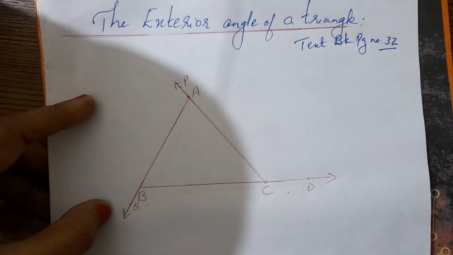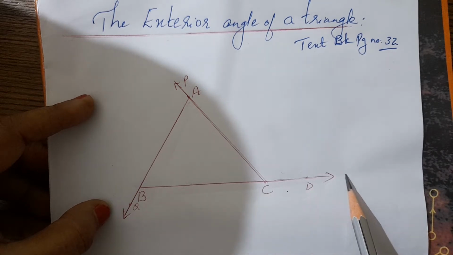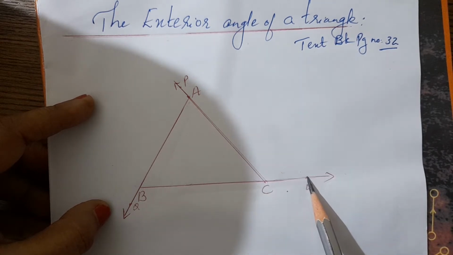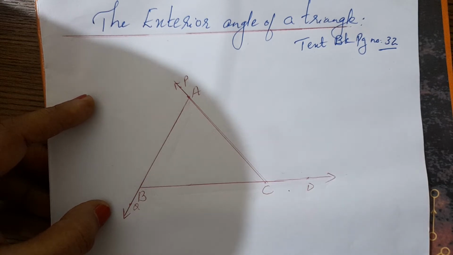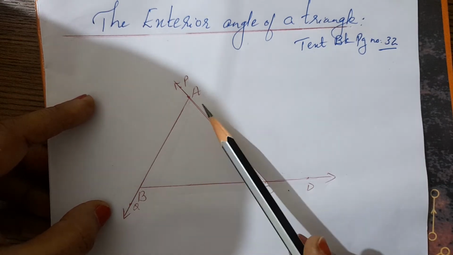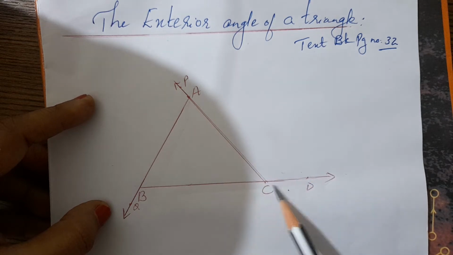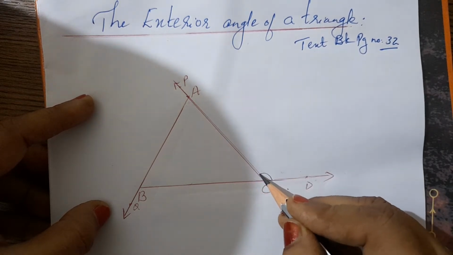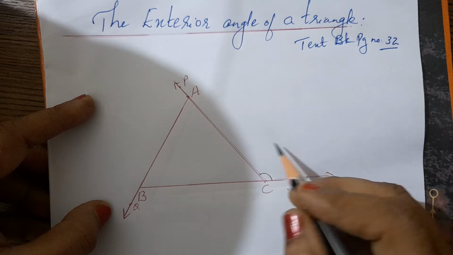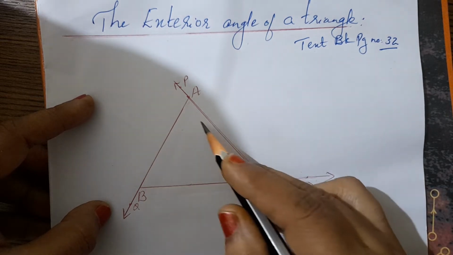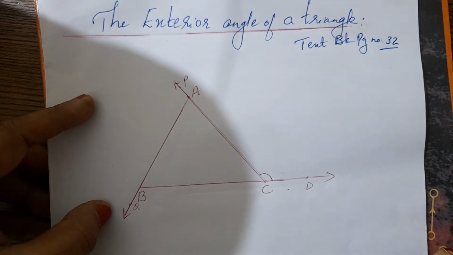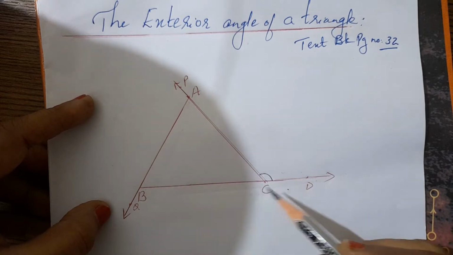This is a triangle. I have extended the side BC here and I am taking one more point D, correct? Then I can see that I am getting one angle, that is angle ACD, but this particular angle is lying outside this triangle ABC, correct? It is lying outside the triangle ABC.